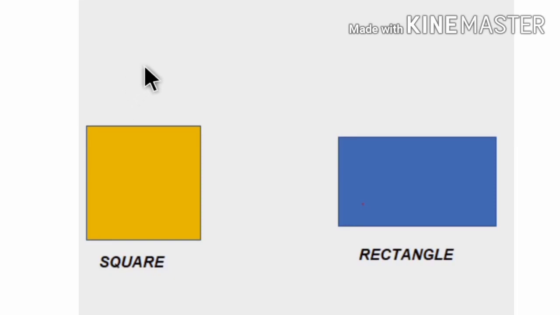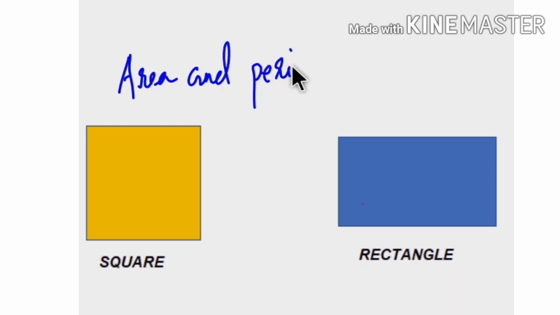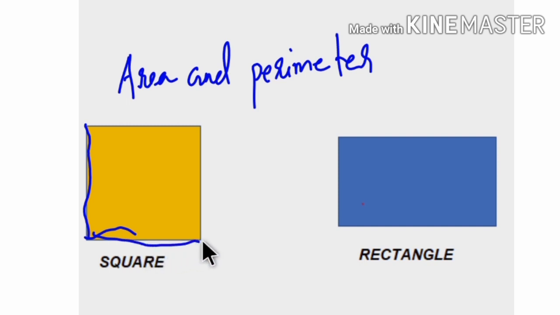Hello all. In this video we are going to learn area and perimeter of square and rectangle. We all know that a square has four sides, 1, 2, 3 and 4. All the four sides are equal.